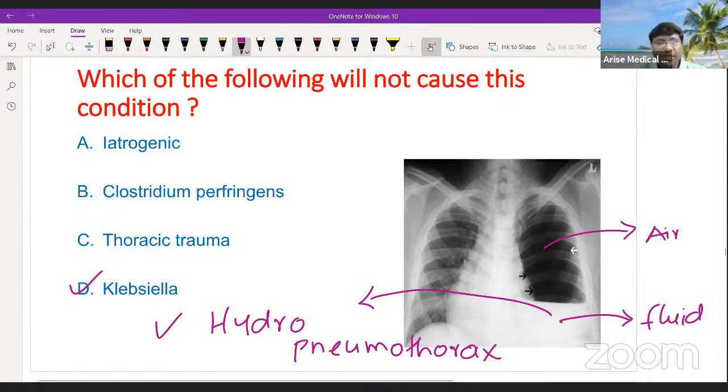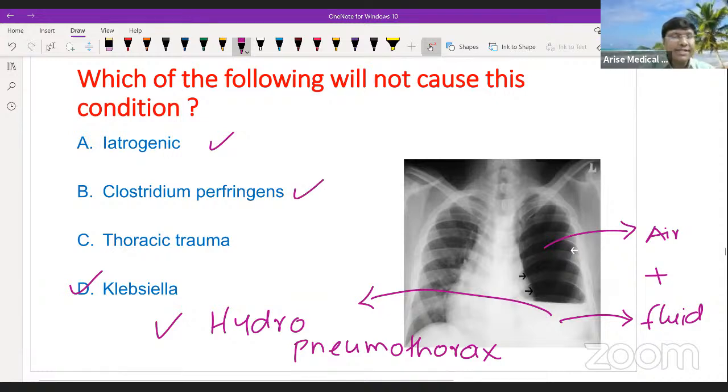Okay. Now, this is your hydropneumothorax. It is the accumulation of air plus fluid in the pleural space. And what are the causes for hydropneumothorax? The etiology includes iatrogenic causes. What is iatrogenic? For example, the individual has pleural effusion and you try to do a pleurocentesis, but accidentally you inject air into the pleural space. That is the iatrogenic cause for hydropneumothorax.